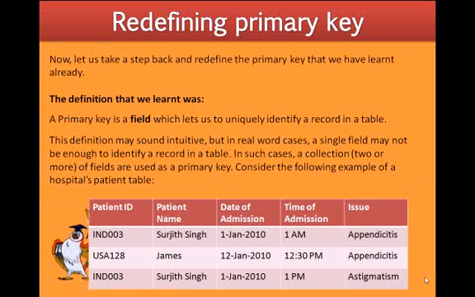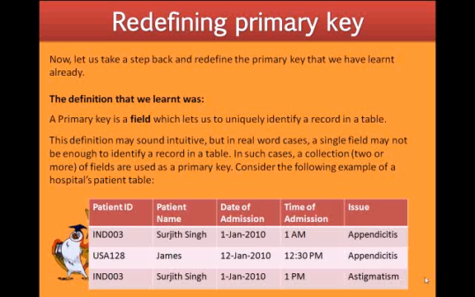Now let's take a step back and redefine the primary key we have learned till now. The definition that we have learned till now said that the primary key is a field which lets us uniquely identify a record in a table. In real-world cases, a single field may not be enough to identify a record in a table. In such cases, we form a collection of two or more fields in order to form the primary key.